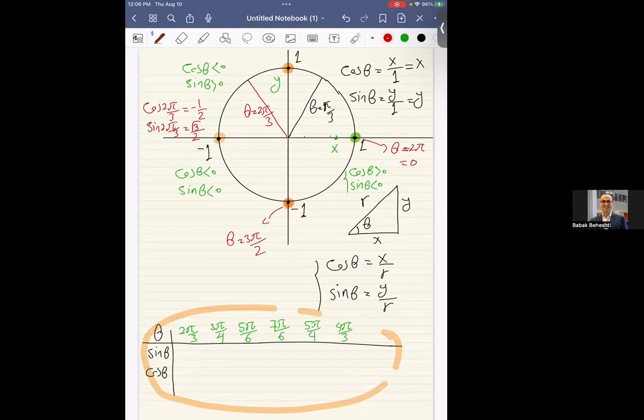So remember that these three, 2 pi over 3, 3 pi over 4, and 5 pi over 6, are in the second quadrant. But the next three are in the third quadrant.